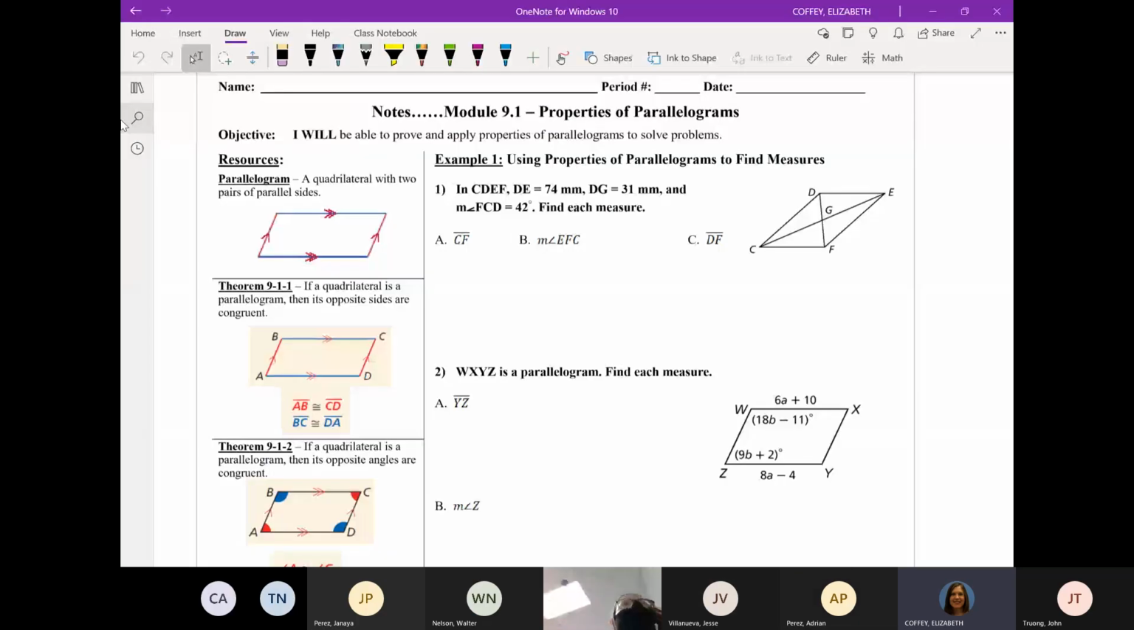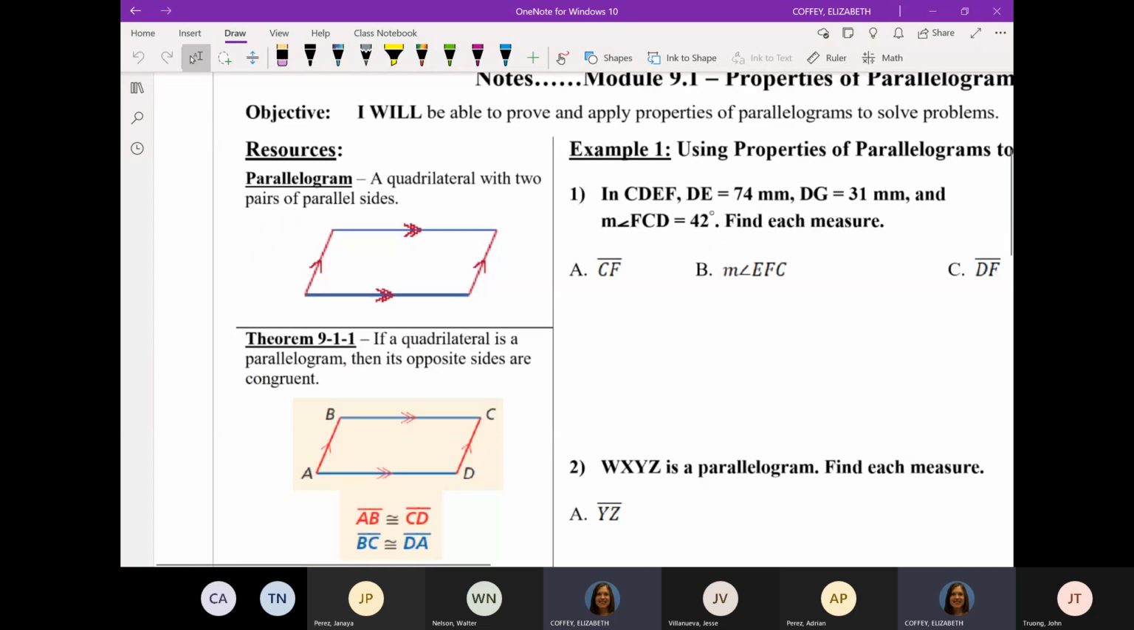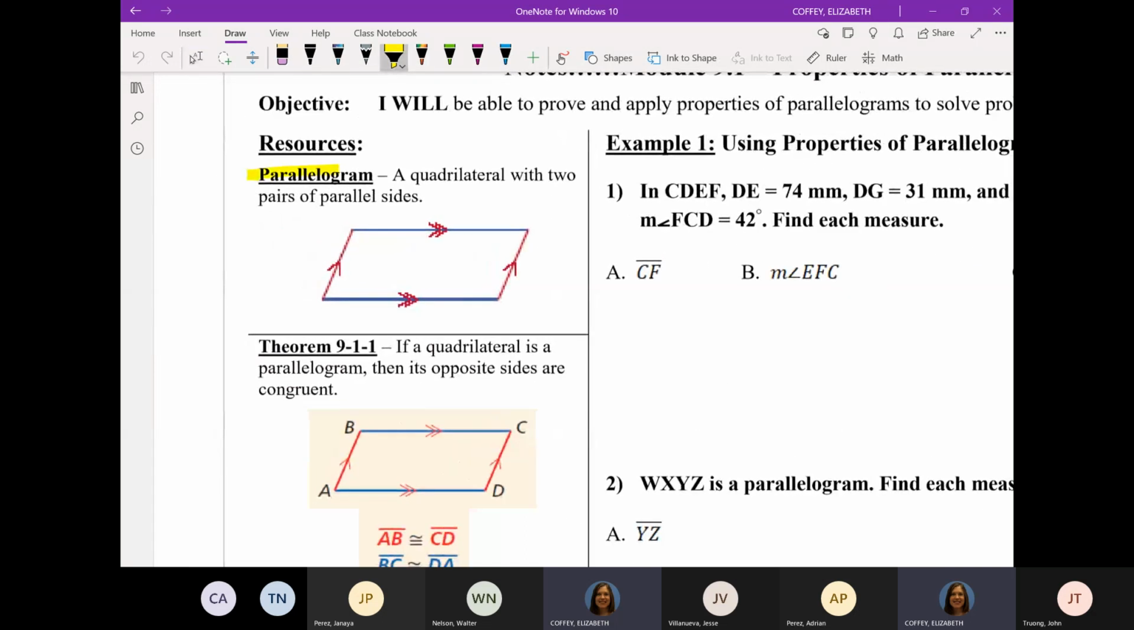What I want to do is talk about the definition of parallelograms, okay? The name itself kind of gives it away, and hopefully you've already heard of and seen the definitions for parallelograms. So let's look to the left here. The definition of a parallelogram, like I said, the name gives it away. It is a quadrilateral with two pairs of parallel sides, okay?